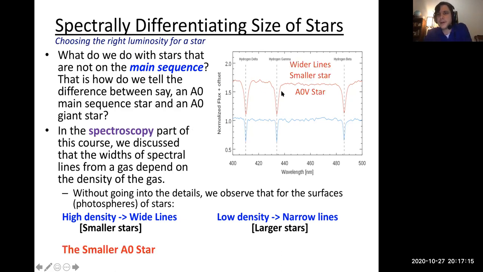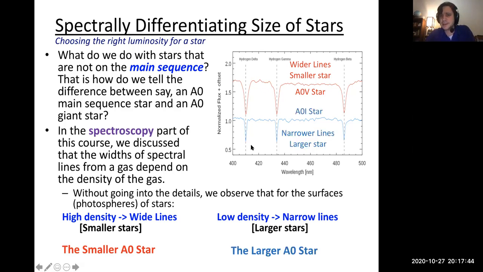Well, if you have a star with wider lines, that means you must have a higher pressure scenario. We'll get to why it has a higher pressure scenario now. But a wider line is a higher pressure scenario. So the photosphere has a higher pressure. All the gas is at a higher pressure. So this one would be our smaller star. The wider the lines, the smaller the star.